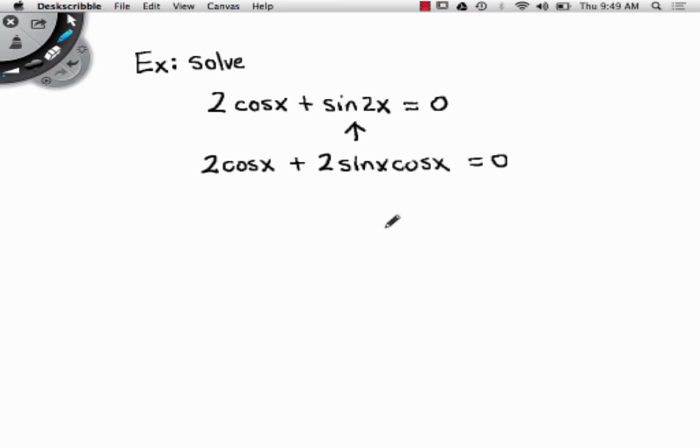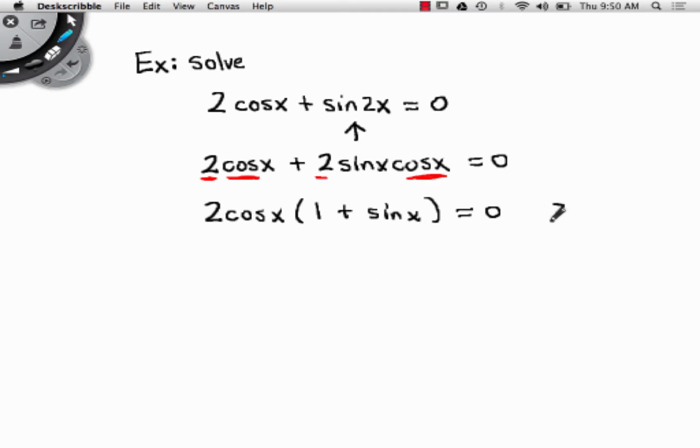Now for my formula, wouldn't you want to take out 2? Say that again? Would you want to take out the 2? And what else? Yes. So you take out a common factor of 2 cosine x. So this becomes 2 cosine x times 1 plus sine x equals 0.